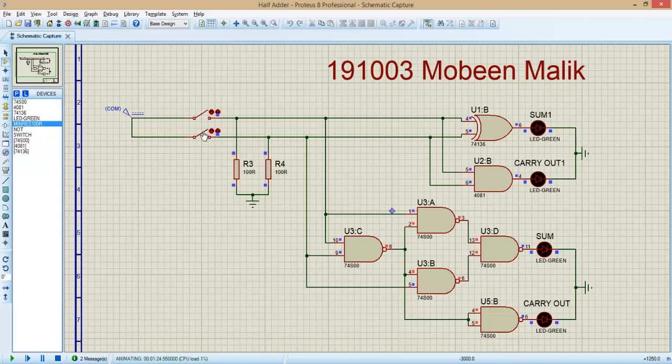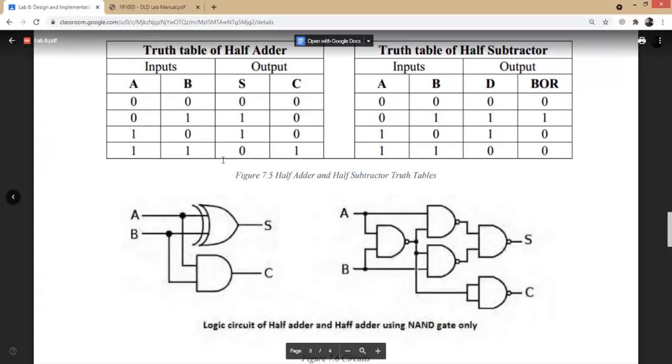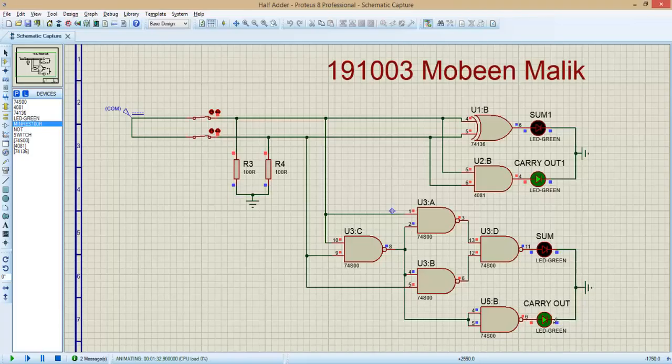Now same goes for here, but if I press both of the switches, which means 1 plus 1, now the sum becomes 0 as evident from this truth table, but the carry becomes 1. These two LEDs mimic the same behavior, which actually means that both these circuits are the same, as they are connected to the same inputs and give out the same outputs.